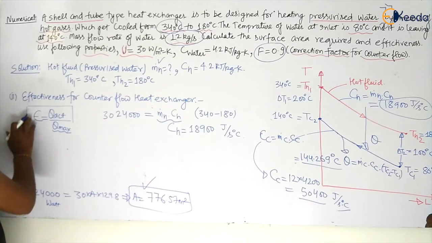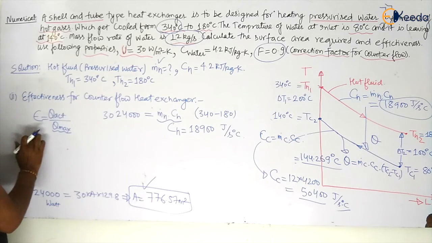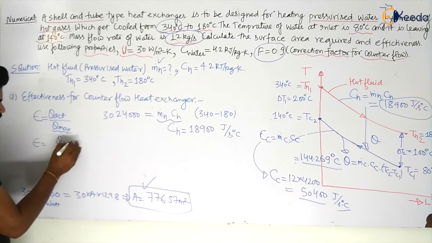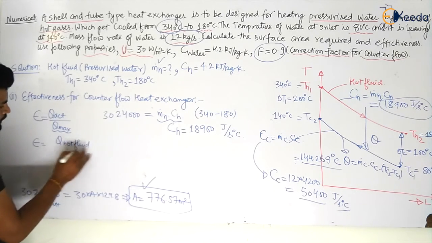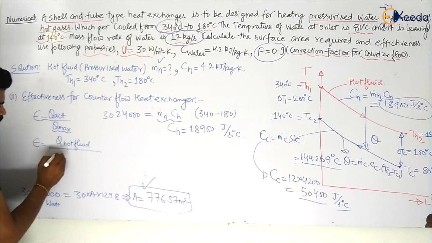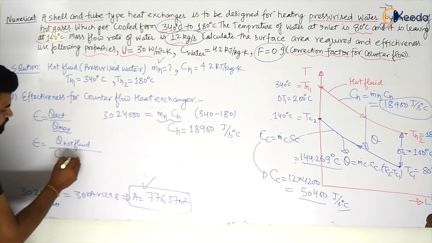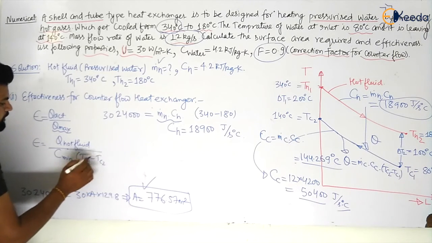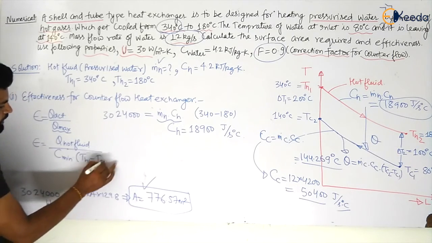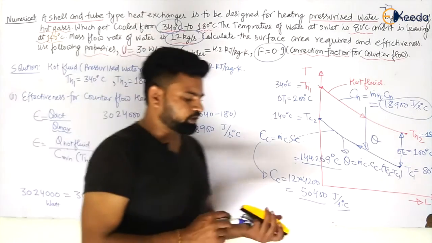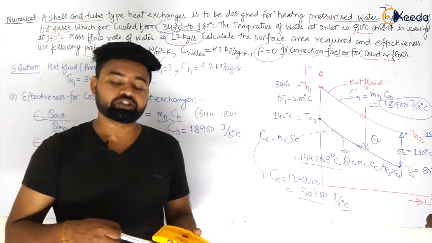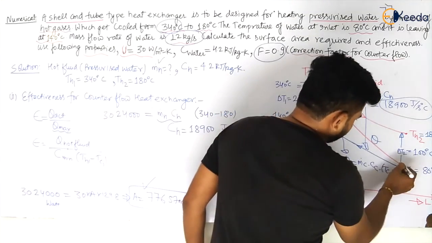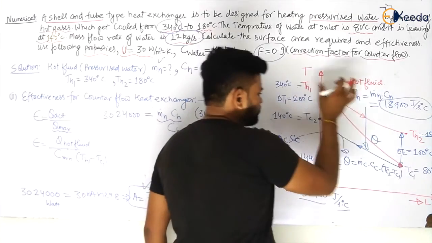Can we calculate now the effectiveness? Yes, the effectiveness is given by Q actual. So can I take the Q actual for the hot fluid? Yes, we can take. And what will be the Q maximum? So Q maximum will be C minimum multiplied by TH1 minus TC1. Why, sir? Because here also the hot fluid is undergoing the maximum temperature change, my dear students. The hot fluid is undergoing maximum temperature change, that is from TH1 to TC1.